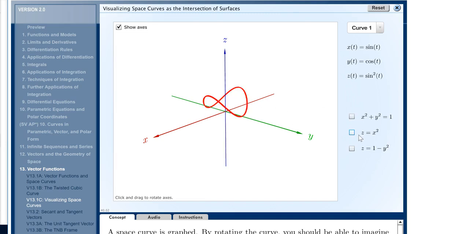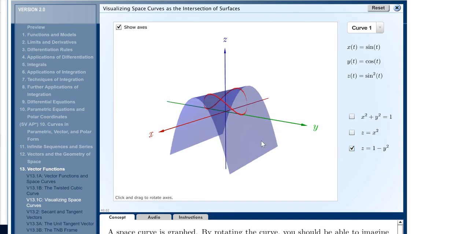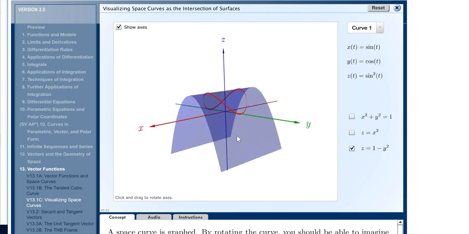All right, so let me get rid of that. Z equals x squared. So if you look, z is x squared. X is sine t and z is sine squared. So z is x squared, so it'll lie on this parabolic cylinder. Sure enough, it does. Okay. And then z is 1 minus y squared. Well, that's an upside down parabola. 1 minus sine squared is cosine squared, yes. So let's look at that. It's an upside down parabola. So there you have it.